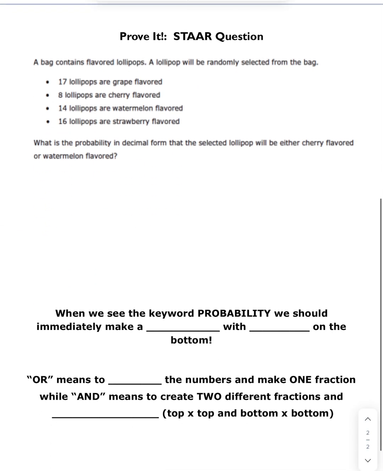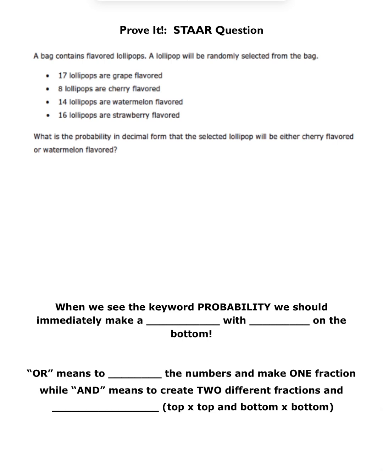All right, so let's go down here to our prove it star question and let's read our statements at the bottom. When we see the keyword probability, we should immediately make a what? Well, we're immediately going to make a fraction. And with that fraction, we're going to put total on the bottom. And then we learned that OR means to add the numbers and make one single fraction, while AND means to create two different fractions and multiply. So that is the big difference between these two types of problems. And when we multiply, it's top times top, bottom times bottom.